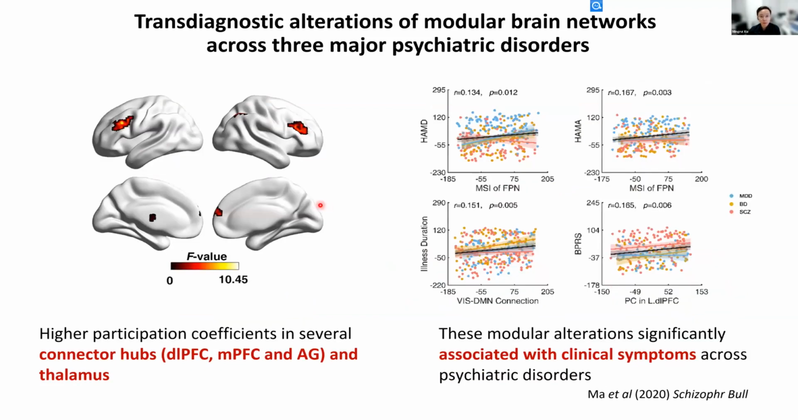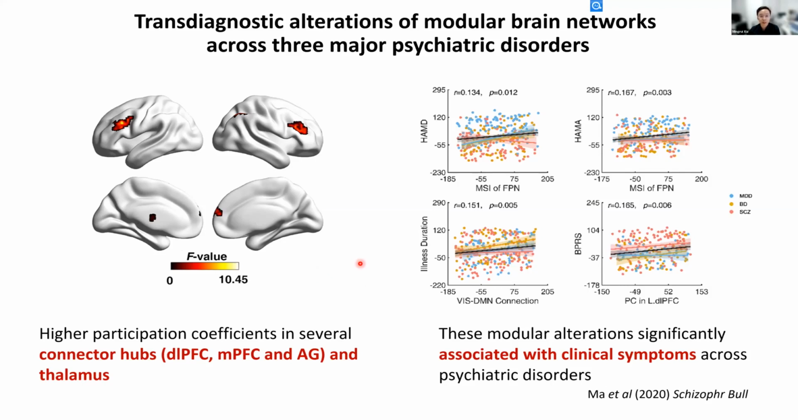At the regional level, the excessive intermodal connections were mainly observed in several connector hubs, such as the dorsolateral prefrontal cortex and the medial prefrontal cortex. Interestingly, these regions are widely selected as target regions for neuromodulation techniques in clinical practice, such as TMS or tDCS treatment. Our findings provide an implication for their treatment efficiency from a connectome perspective.